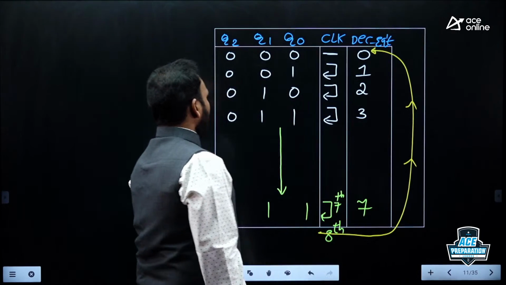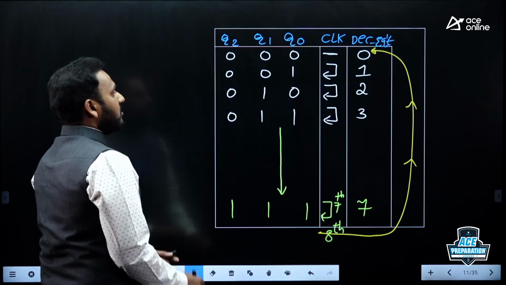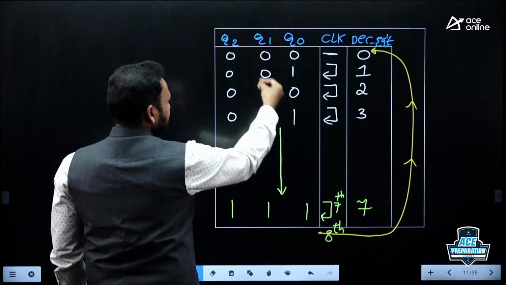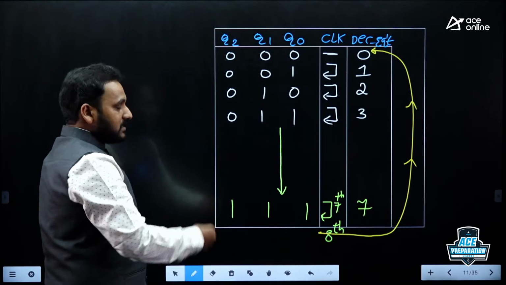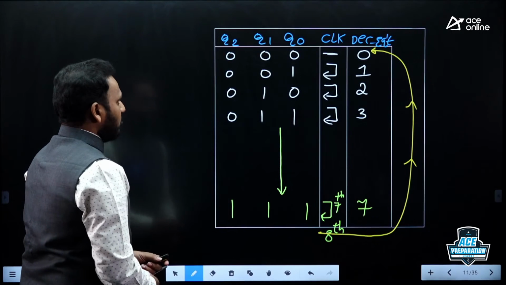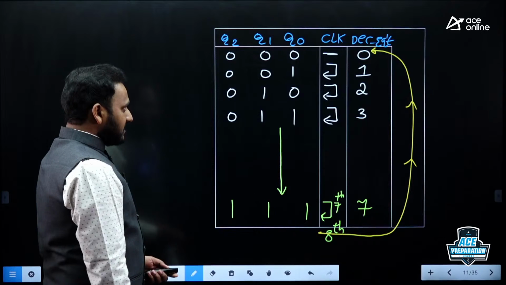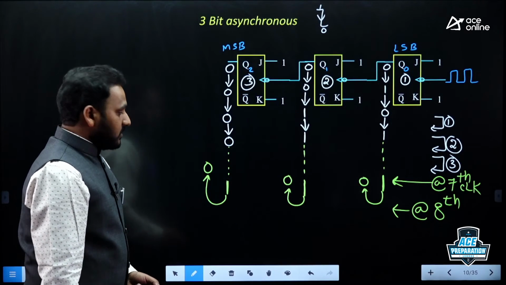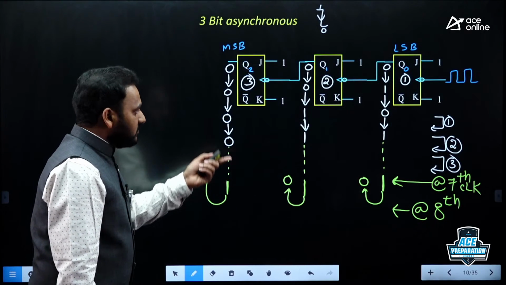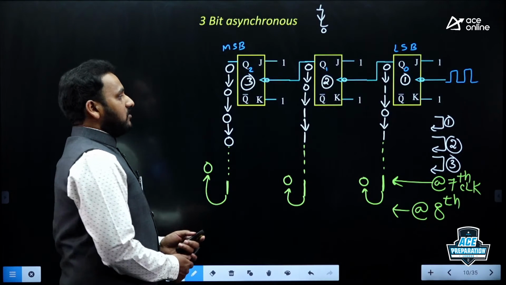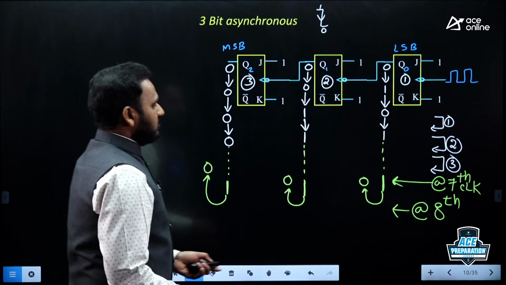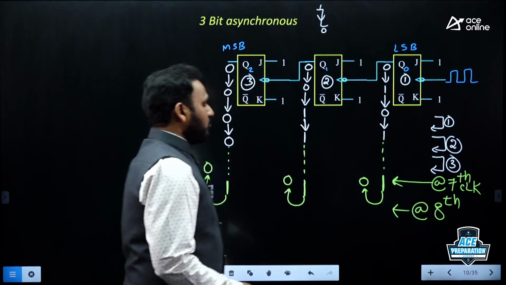That's it. So what is the number of states produced by this counter? 000 to 111. That is nothing but the modulus number. The number of states given by the counter is nothing but the modulus number. And actually we have some story about this 8. I will talk about it.